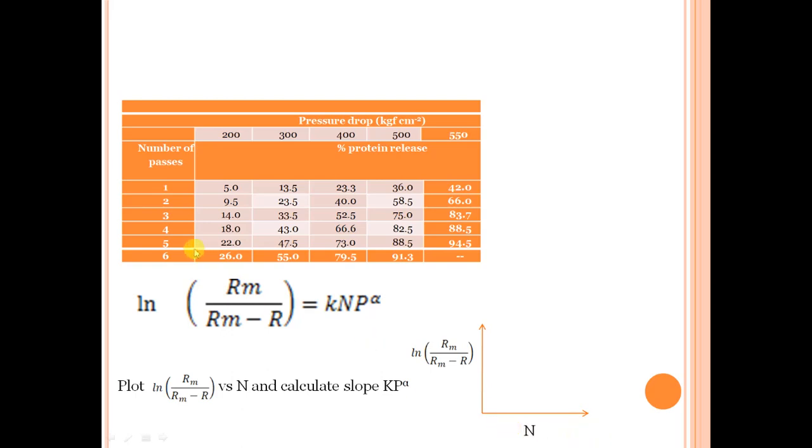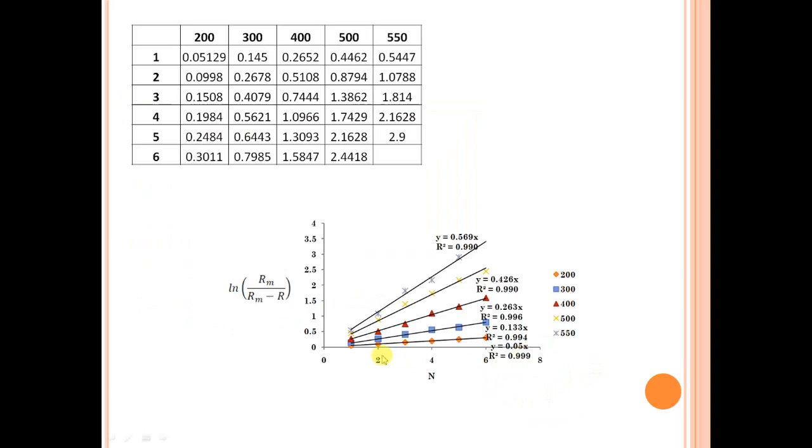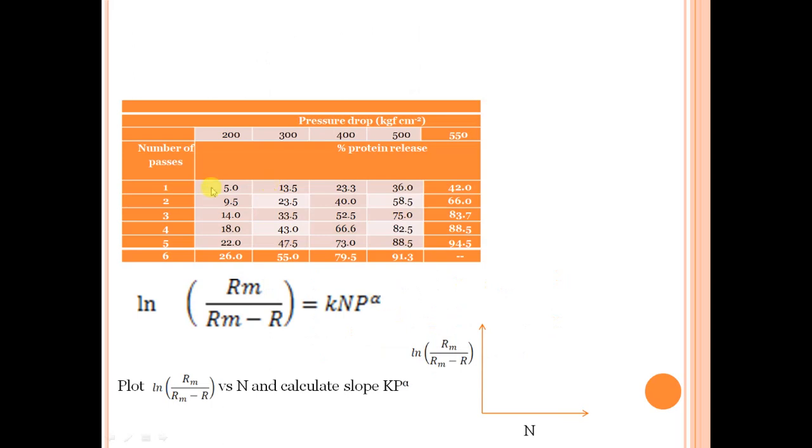So you have 1 pass, 2 pass, 3 pass, 4 pass, 5 pass, 6 pass, and you have different operating pressures: 200, 300, 400, 500, 600. So you will get different lines here, right? 1 pass, different pressure; 2 pass, different pressure; 3 pass, different pressure. Like that, you will have different passes and different pressures. So first, this data is given to you.